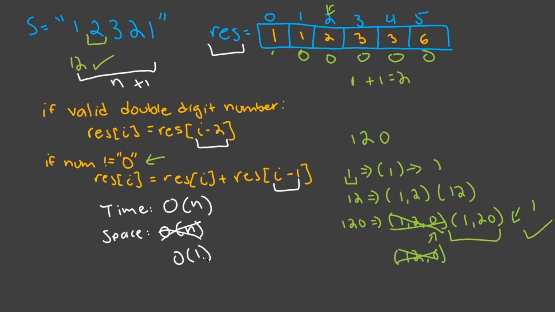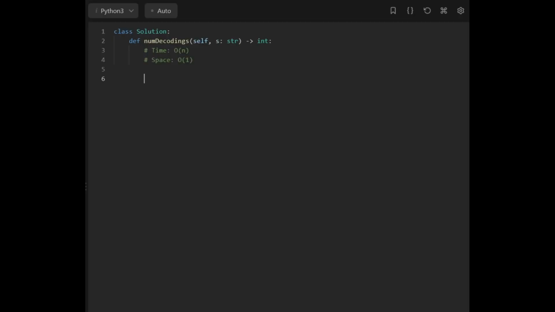And let me show you how to do that. To start, we're going to initialize two variables. One is going to keep track of our I minus 1, and the other is going to keep track of our I minus 2.